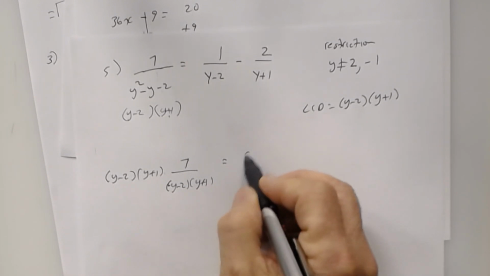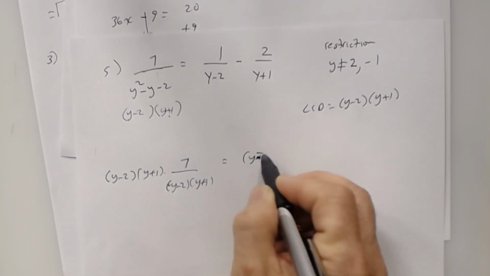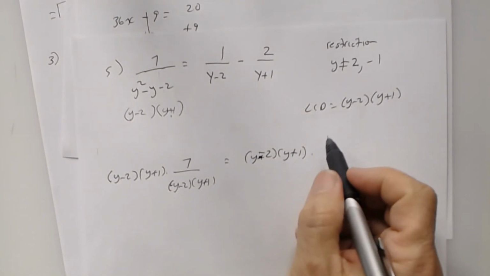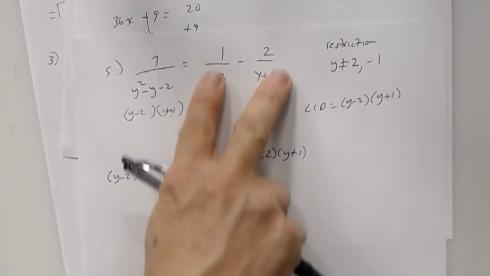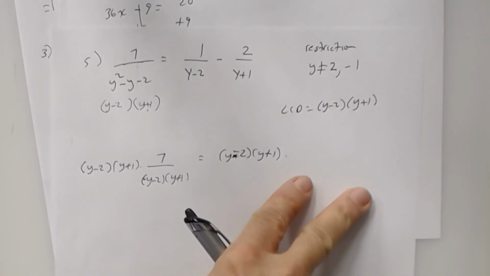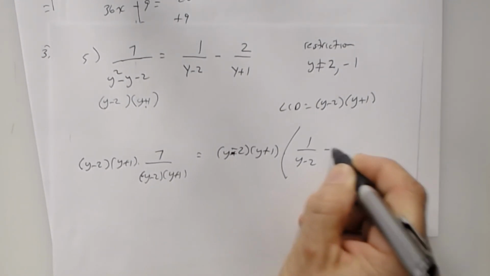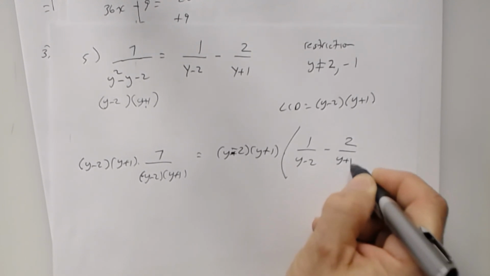Equal, the LCD times the right-hand side. Now, the right-hand side has two rational expressions, so put that in parentheses: 1 over y minus 2 minus 2 over y plus 1.